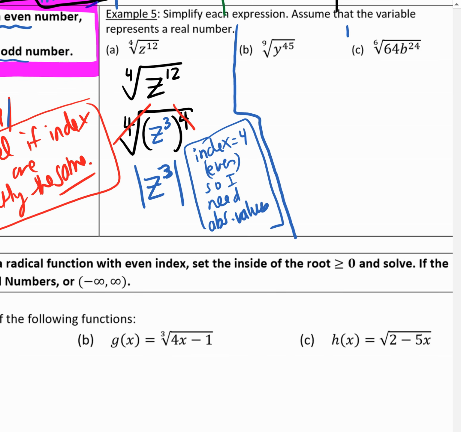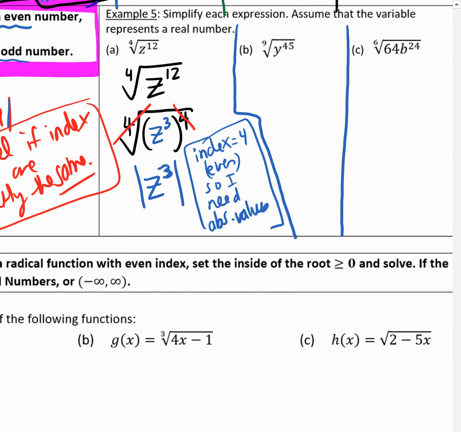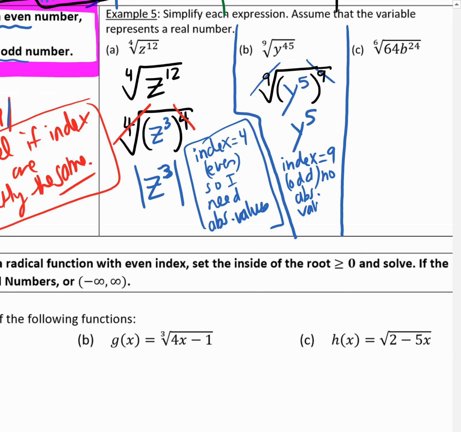And then part B, I think, is sort of similar. It's the same idea. If I want to cancel that root, I'm going to have to rewrite this guy as, let's keep the index the same. I'm going to need the power to match the index. So I need to write this thing as something to the 9th. And all I have to do is think, well, what power times 9 is 45? That would be 5, right? And now the index and the power can cancel. And I'm left with y to the 5th. But do I need absolute value? No. And that's because the index was odd, sorry. Index was 9, which is odd. So no absolute value necessary.